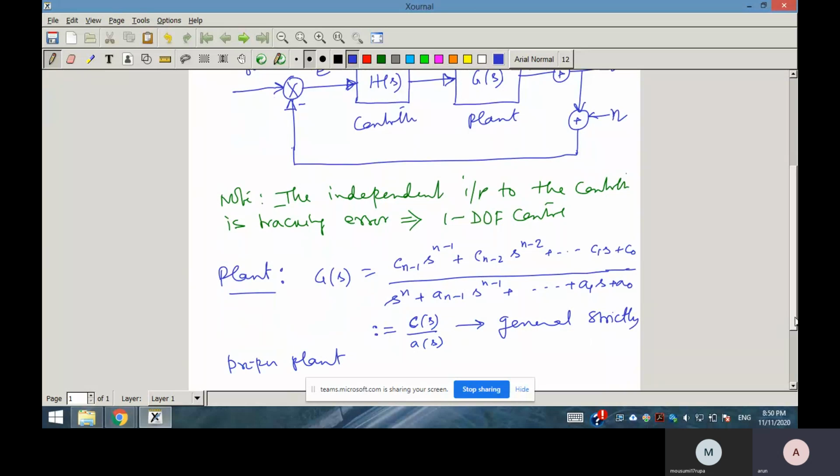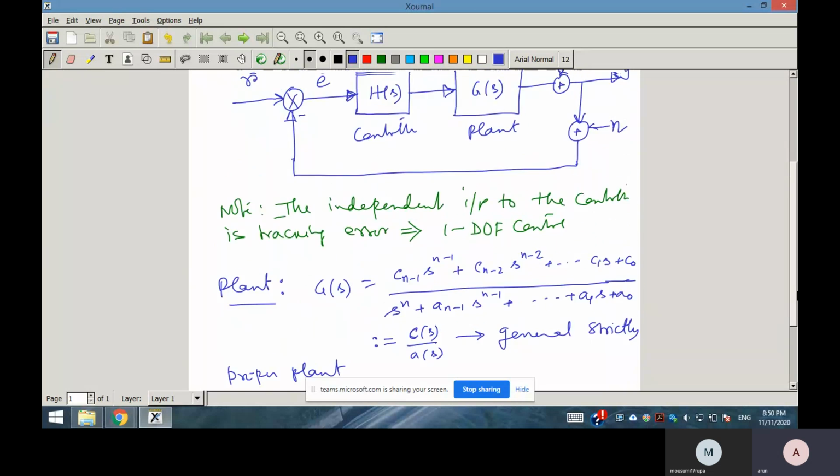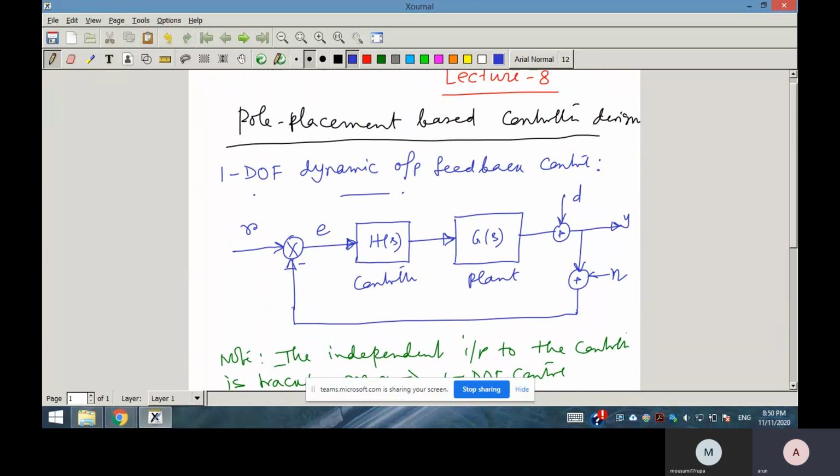So now the controller I will choose. Unlike lag, lead or lag-lead controllers, which were only first or second order, here, of course, higher order lag-lead controllers can also be designed, but there is no standard methodology for that. So that's why we are considering this general one degree of freedom output feedback control design using a pole placement based method.